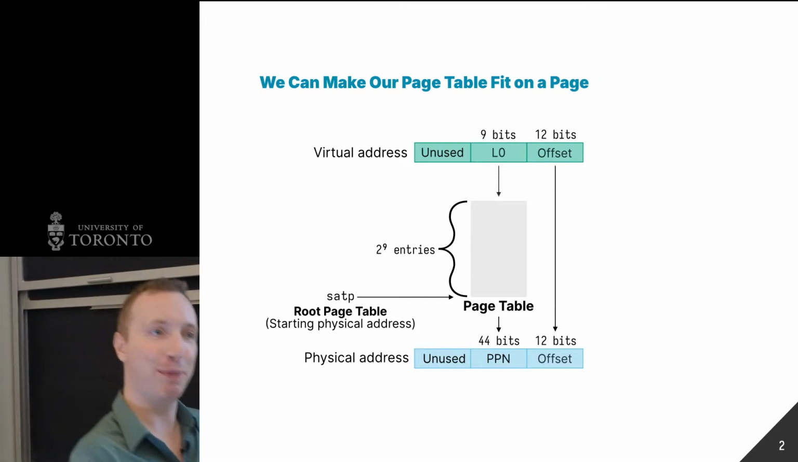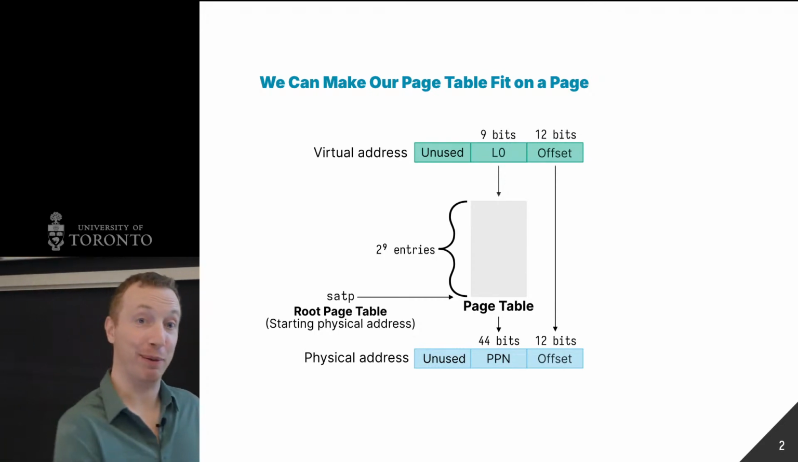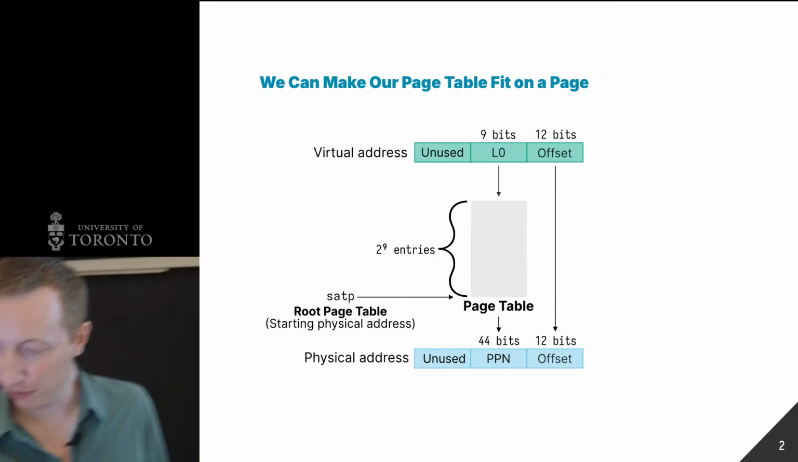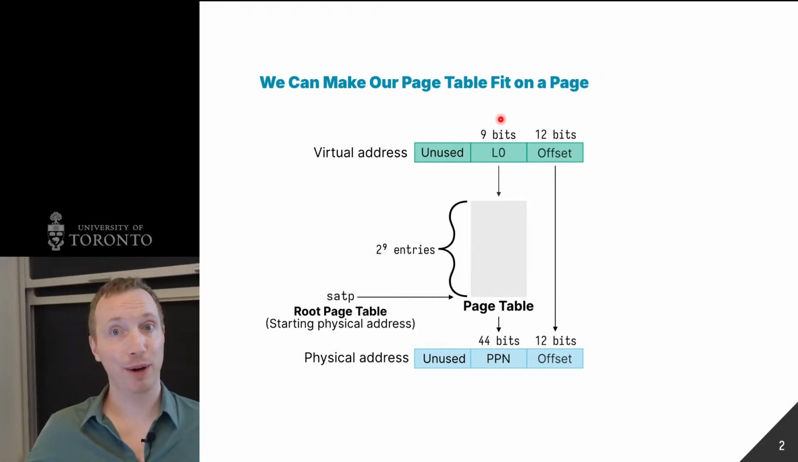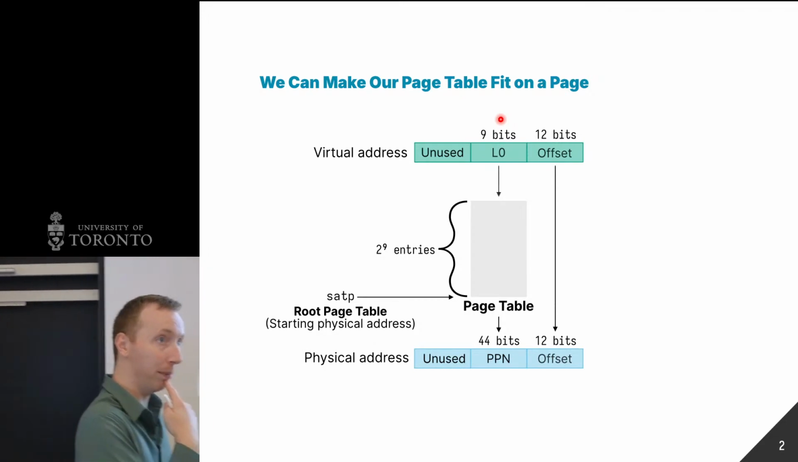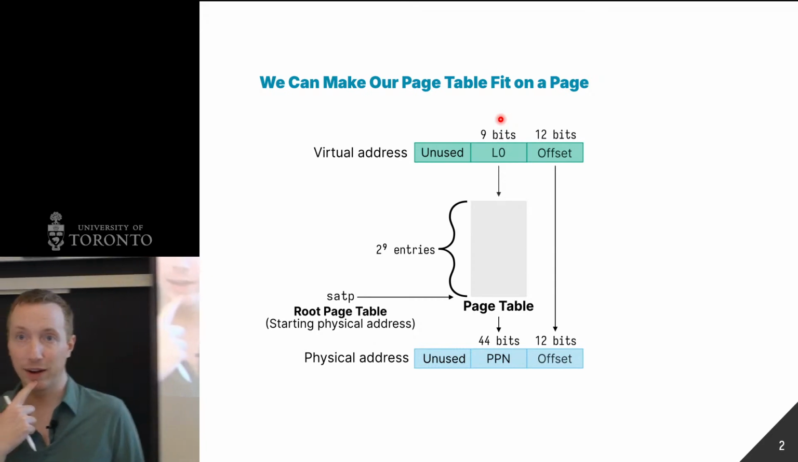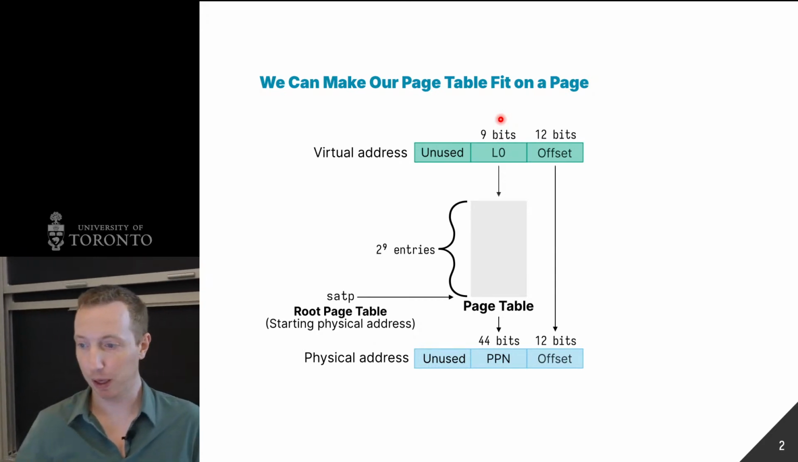Anyone add the 2 numbers at the top? So my virtual address here is just the 2 numbers at the top. So it would be 9 plus 12, which is 21. That means I could only support up to what? 2 megabytes of memory with this system if my page table only fit in a page.